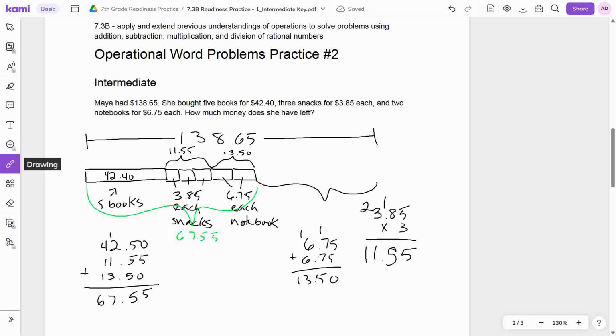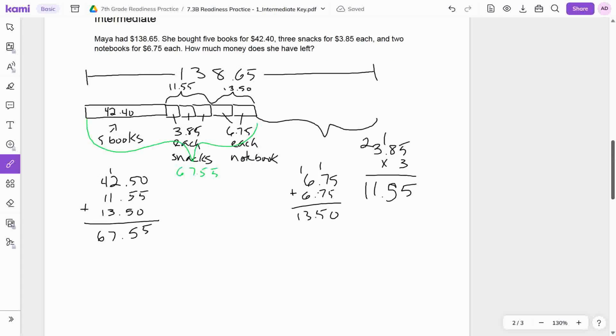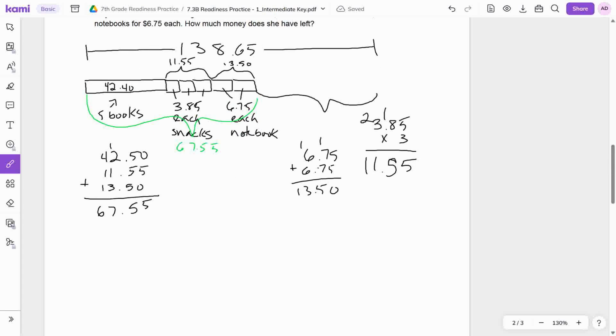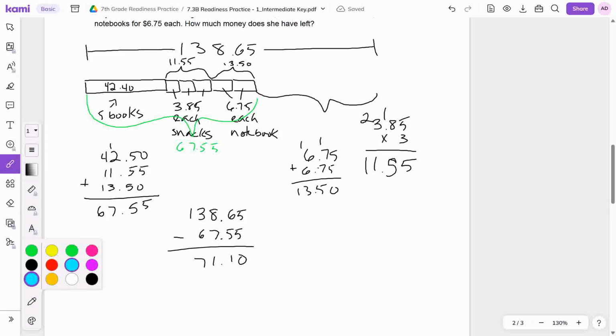That's not my answer. That's how much stuff Maya bought. $67.55 worth of stuff. But she had $138.65. So now we need to subtract those two. 138.65 minus 67.55. Then we will get to our answer. That's 10, that's 1, $71.10 is our answer. That's how much she had left.